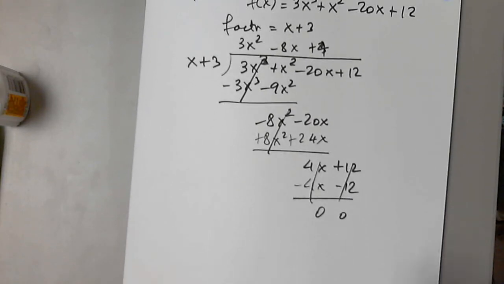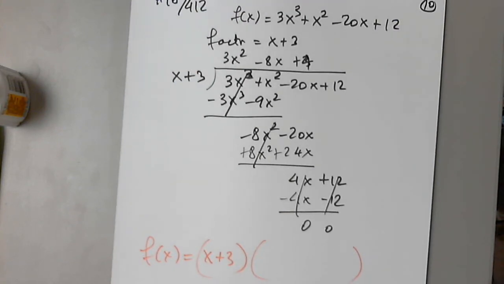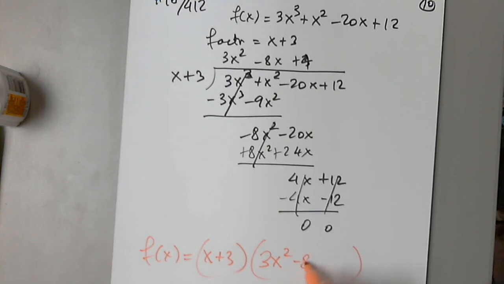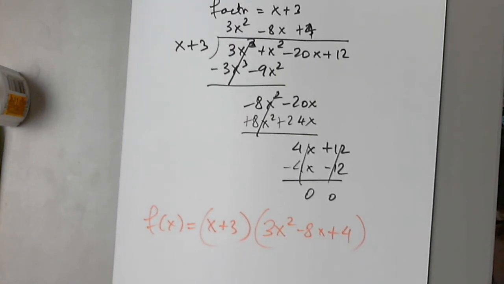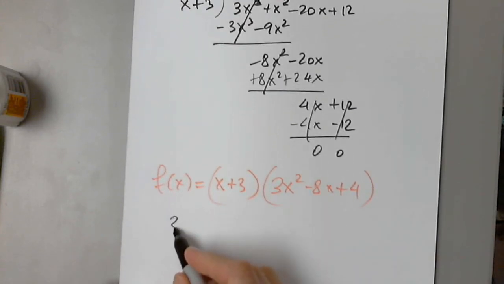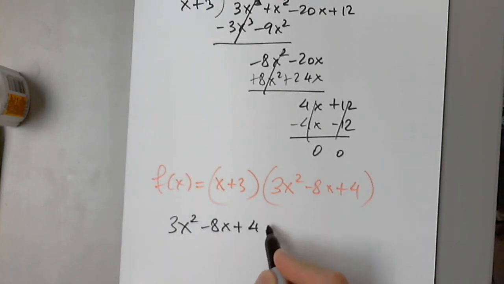So for now I know that this polynomial has x plus 3 times what? Can anyone identify times what? 3x squared. Of course. They're asking us now to determine the other two factors. So we can take that trinomial aside and find the other two factors. So 3x squared minus 8x plus 4.